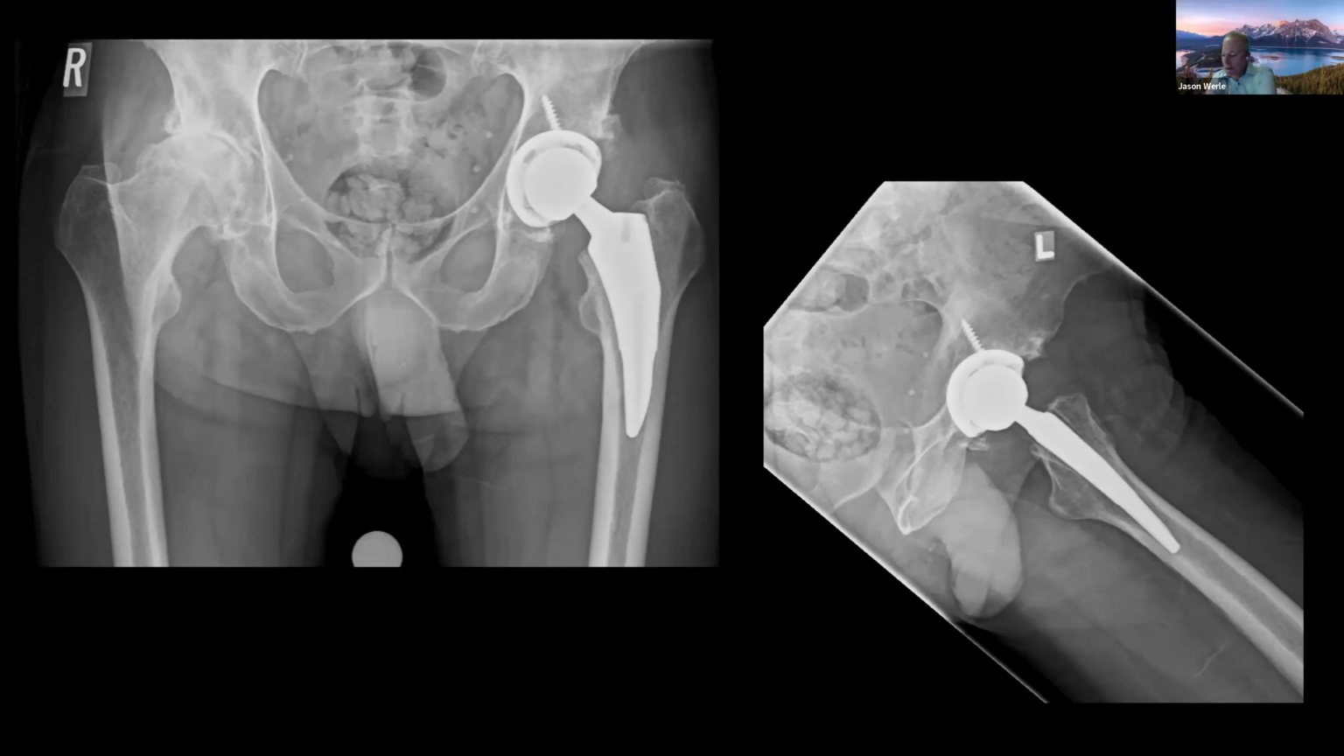Any other comments? We'll move on to the next case. One screw in the acetabulum, Jason. Is that routine for you? It is routine for me. Yeah, I put a screw in every acetabulum. That's partly my fellowship training, and as long as it's good, one good screw. If not, I put two.